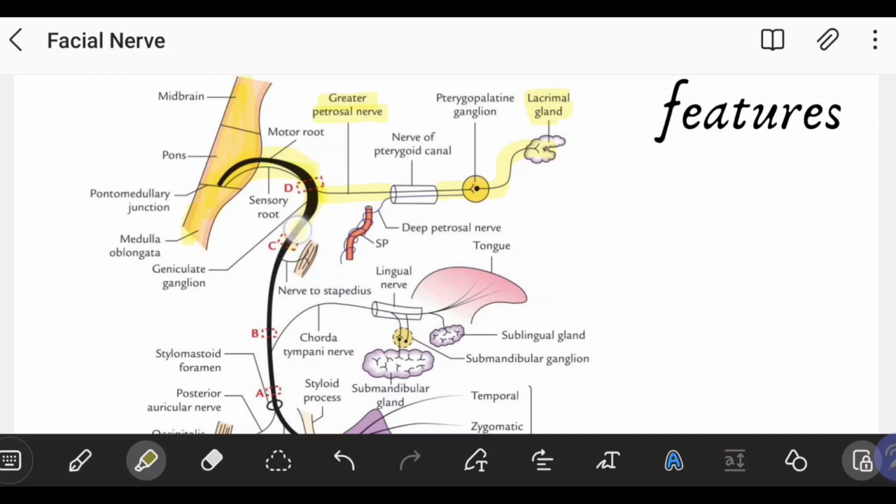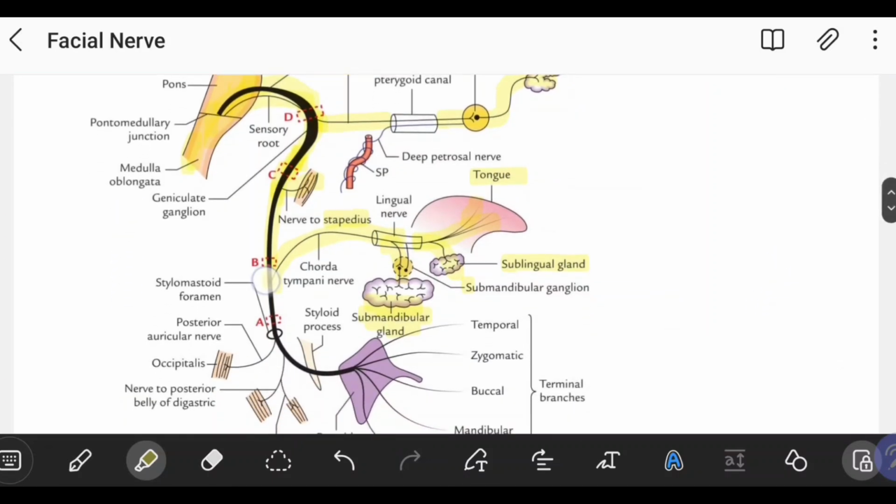Then it goes via the opening called the internal acoustic meatus. And because the stapedius is a part of the ear, it will give a nerve to the stapedius. Then as we go down, it gives a branch called the chorda tympani, which will give sensory supply to the anterior two-thirds of the tongue, and motor supply to the sublingual gland and the submandibular gland.